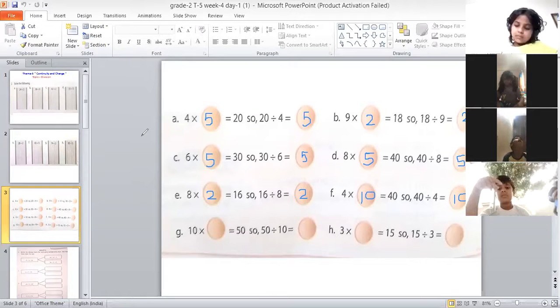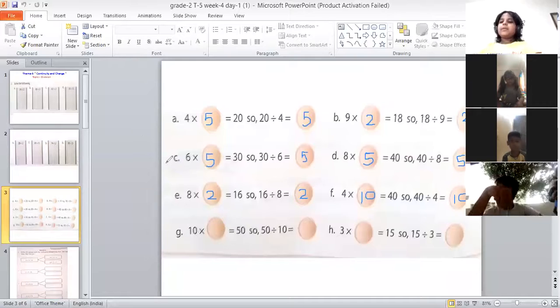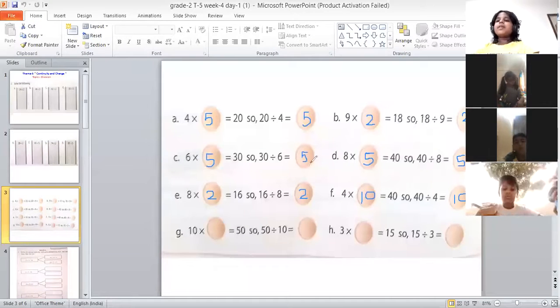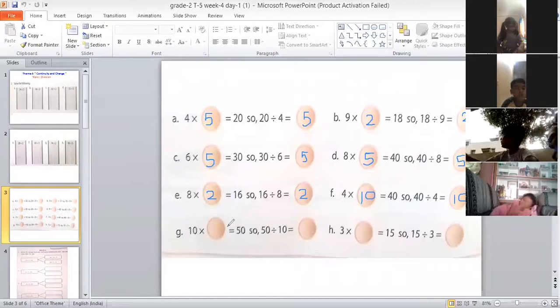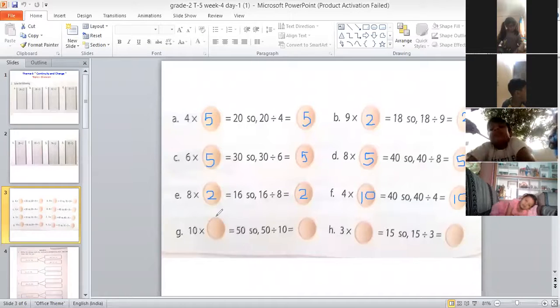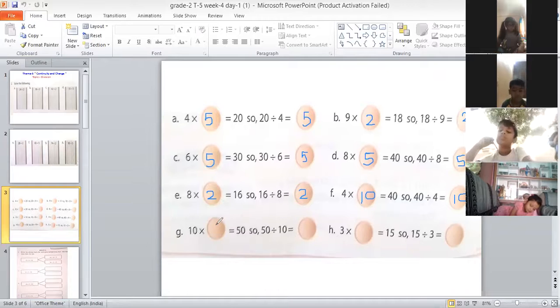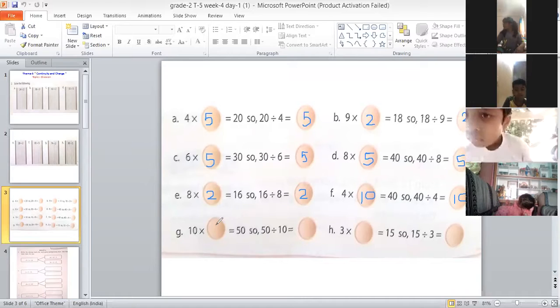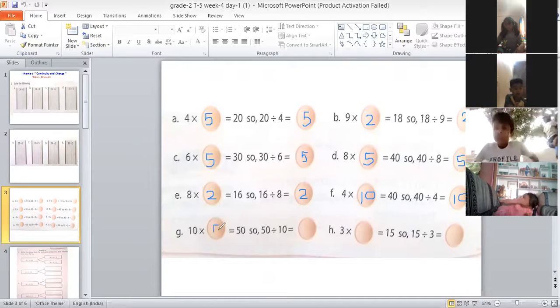Okay. Dhriti Reddy, please unmute yourself and read the next bit. Okay. 10 multiplied by dash equals 50. So, what should be the answer? 5. Dhriti, tell me, is it 10 multiplied by 50 is equal to 50, or 10 multiplied by 5 is equal to 50? 10 multiplied by 5. Okay, that's correct. So we will be writing here 5.